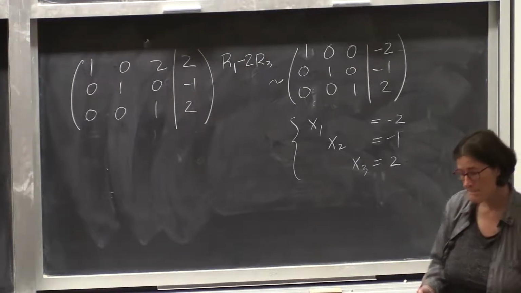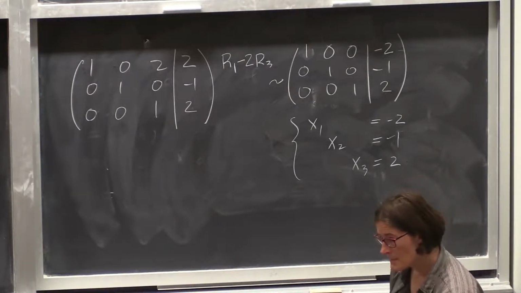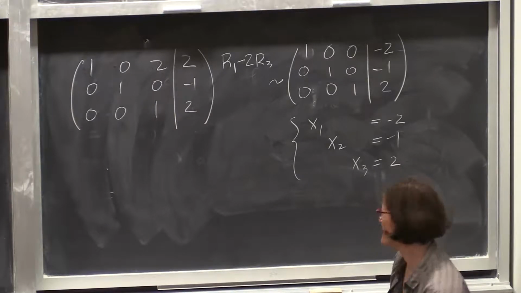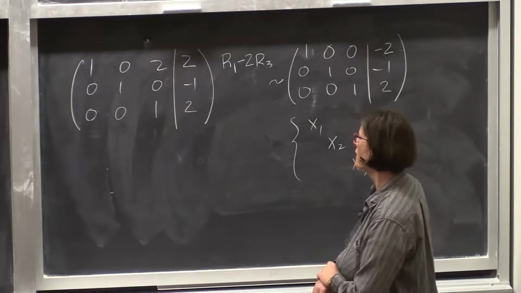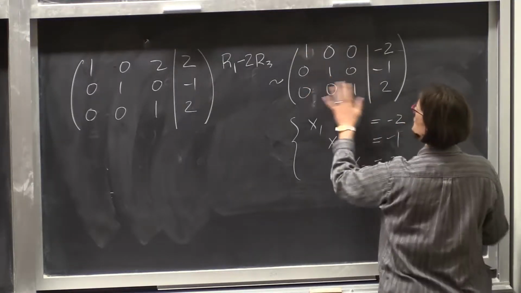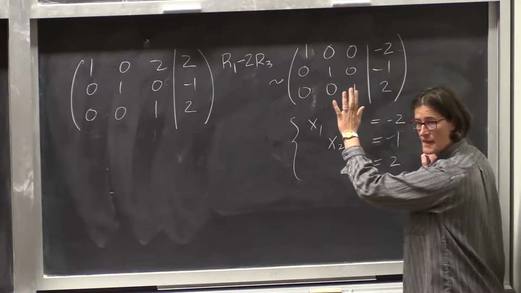If there's only one solution, could you always reduce it to the identity? Yes. So the question is, if there's exactly one solution, will you always end up with something this beautiful on the left-hand side? And the answer is yes.